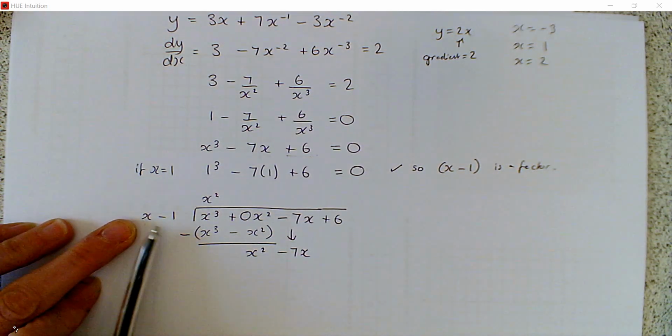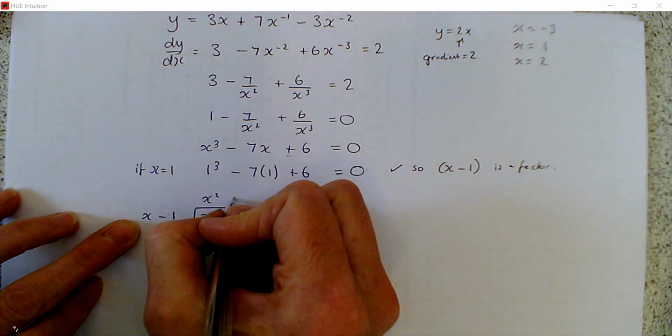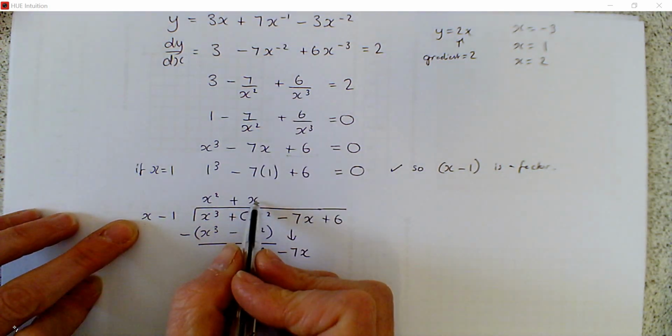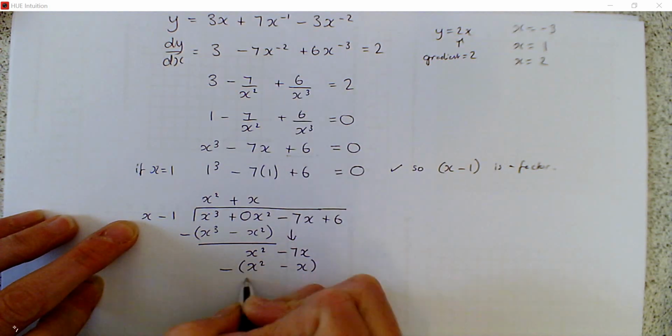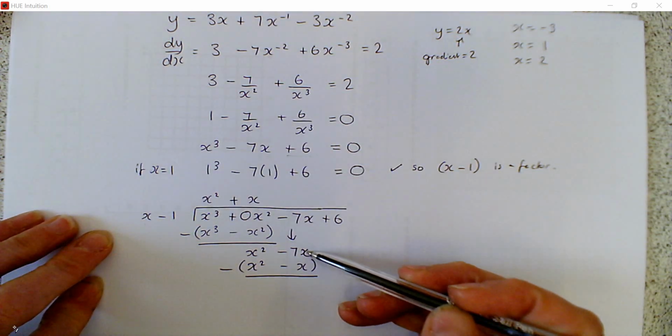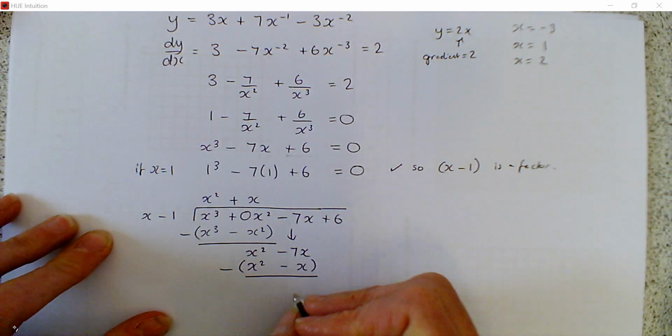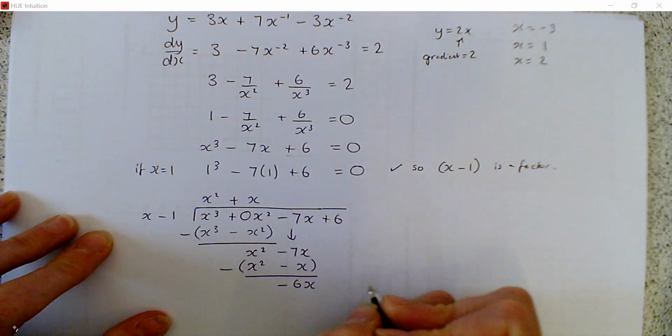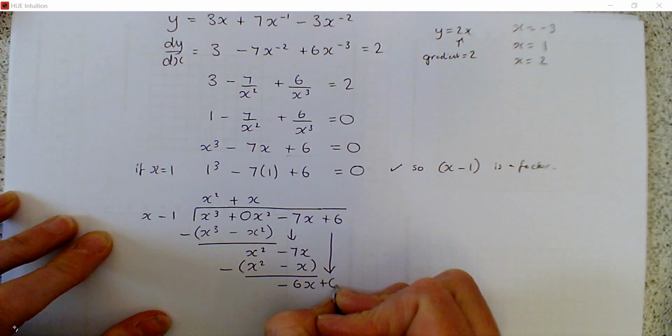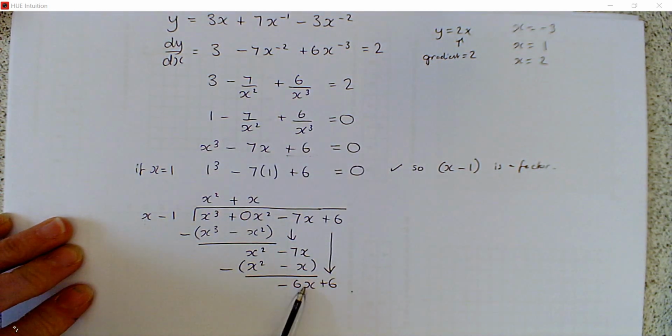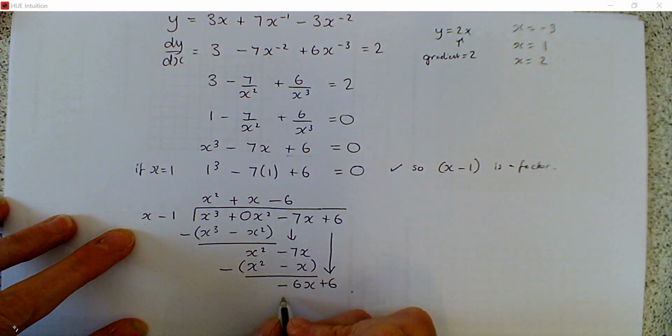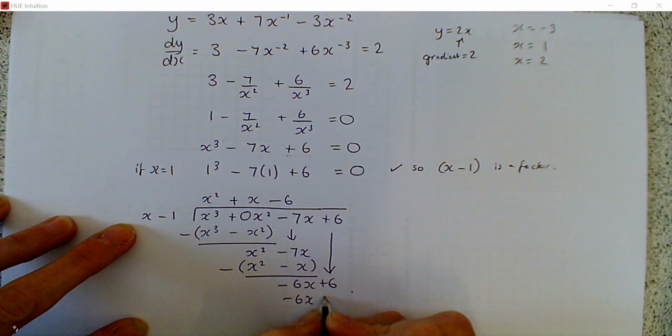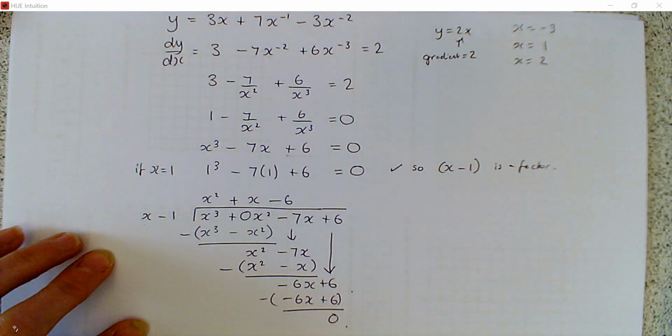So what do I multiply x by to make x squared? I multiply it by x. And then I multiply these two together. So we've got x squared minus x. And I take that away and see what's left. So I've got minus 7x minus minus x. So I get minus 6x. Bring down the plus 6. Okay, what do I multiply x by to make minus 6x? Minus 6. And then I'm going to multiply that out, so I get minus 6x plus 6, and if we subtract that, we get a remainder of 0, which is what we'd hope.